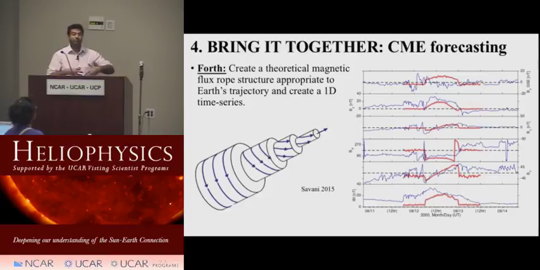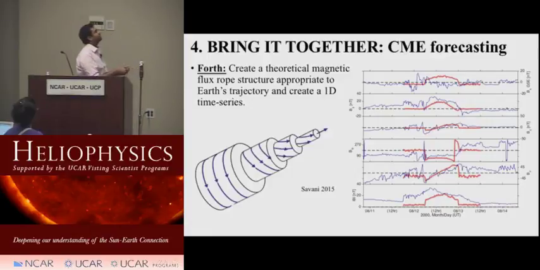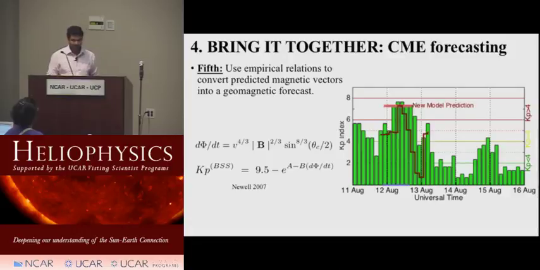And then you can pull that out even further into the heliosphere and take all that information from the sun to the Earth and start to create that 3D structure and where Earth should go through that 3D structure, and pull out your 1D time series, which is this. And so you can start creating predictions of your magnetic field as a forecasting technique.